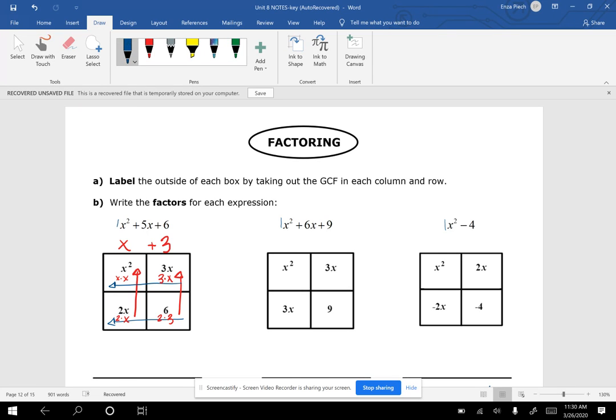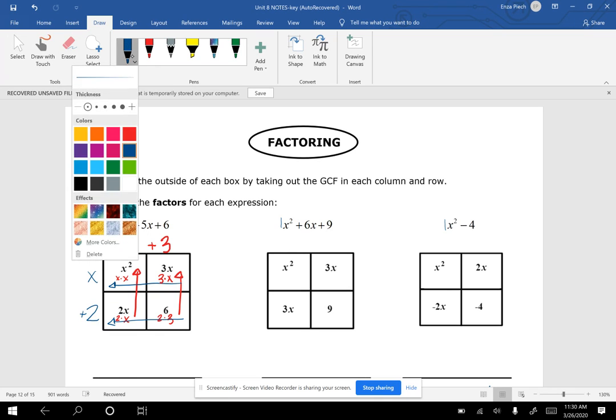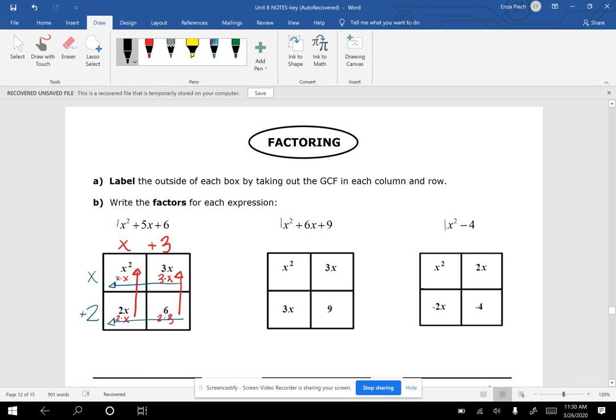The first row, we have an x times an x, and we have a 3 times an x. So they both have an x. We're going to pull out that x. Down here, a 2 times an x and a 2 times a 3. So I can pull out the 2. And again, that's a positive 2. So now I'm going to write out what my actual factors are for these. I'm going to have x plus 3, which I got from the top up here, times the quantity of x plus 2, which is what I got off of the side.